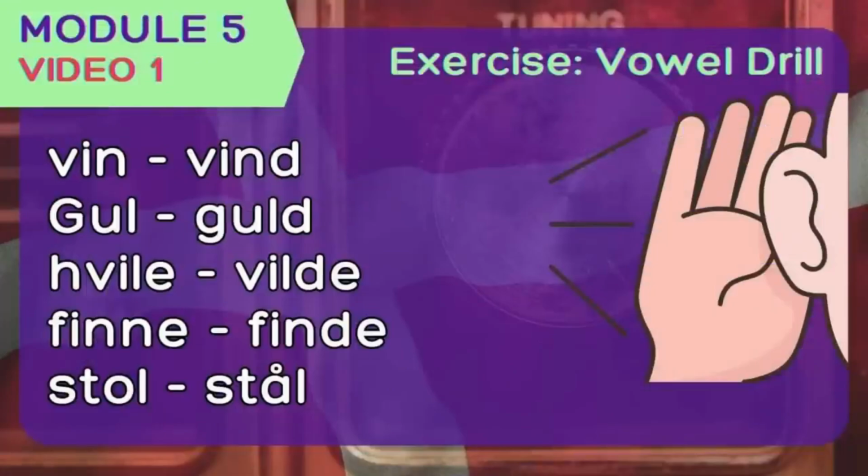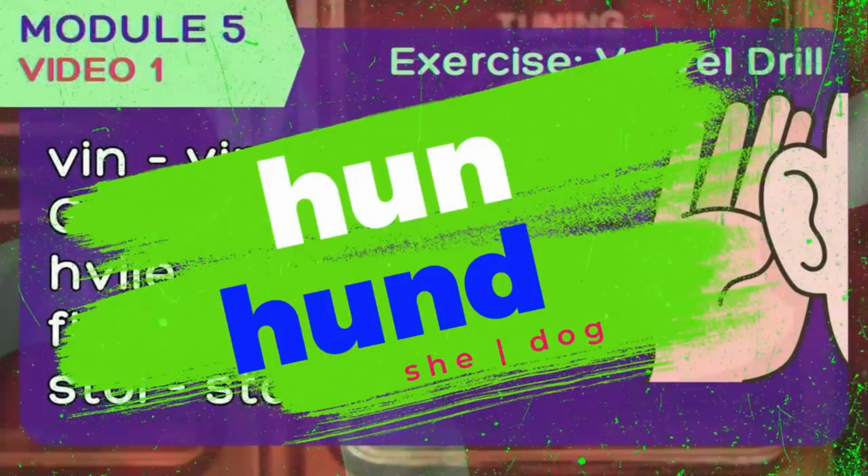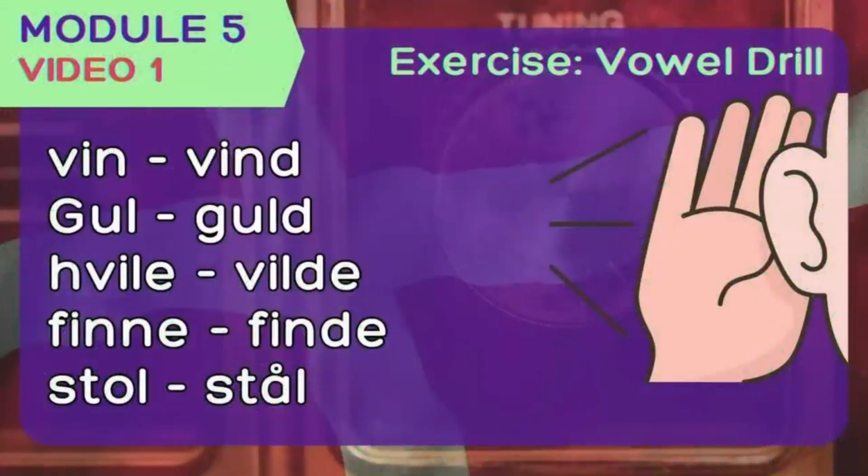Now, let's have some fun with vowels. Picture this. You confidently saying hun and hun. See if you can read these words. Have a guess at the differences in how they sound. Pause the video, then come back and listen to see if you got it right.